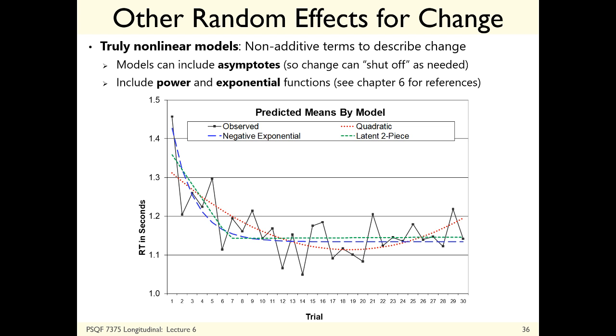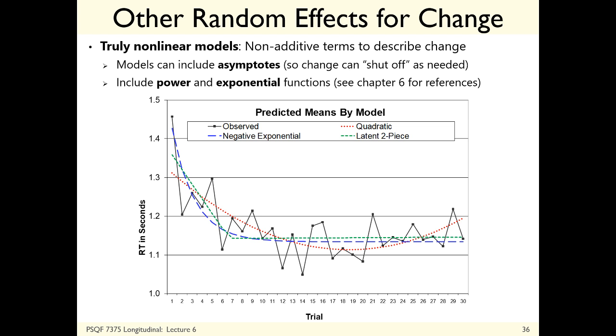A negative exponential fit to these data is the blue line, where it has a parameter which is an asymptote. The value that is sort of the optimal level after infinite amount of time. So it explicitly predicts change that is expected to shut off at some point. Your level of your outcome at that point is a model parameter, as are individual differences.